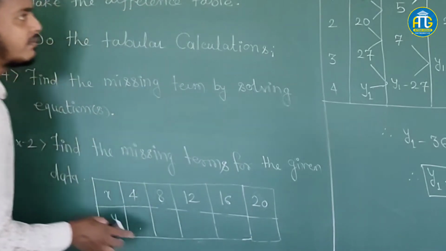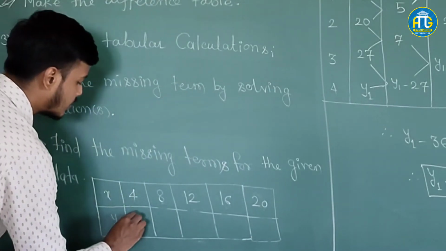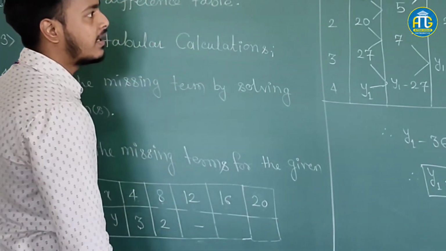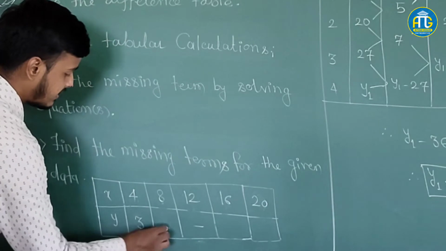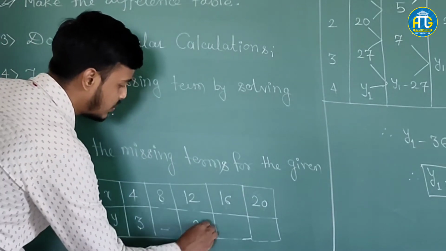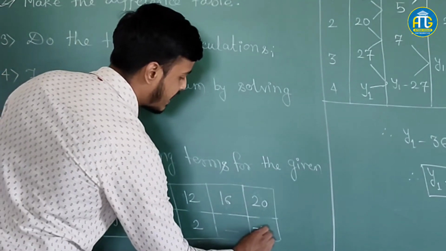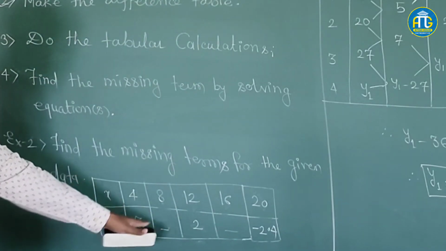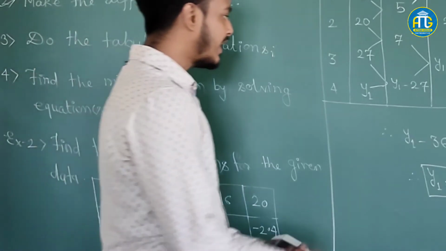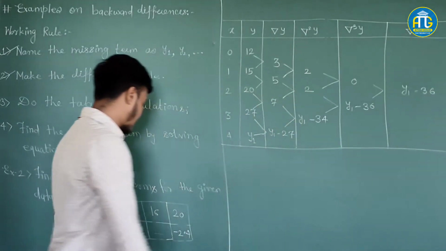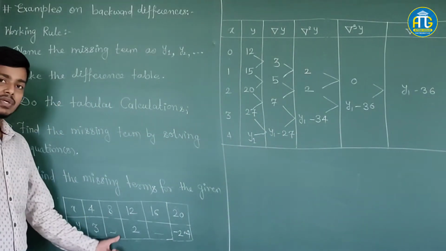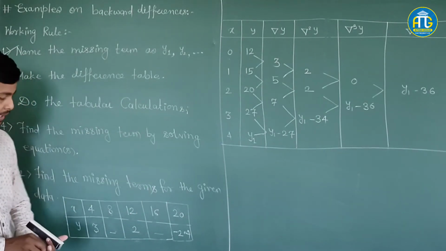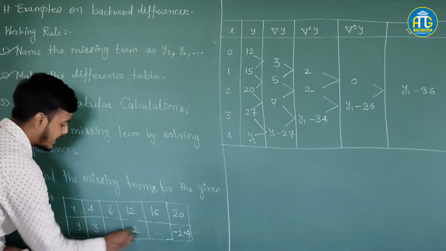what were the corresponding values? 3, 2, dash, and then 3, this is dash, and this is 2, this is dash, and this is minus 2.4. These were the values of y that we have taken. Okay, now to see whether we would be getting the same answer or not, we will try to apply the backward differences.